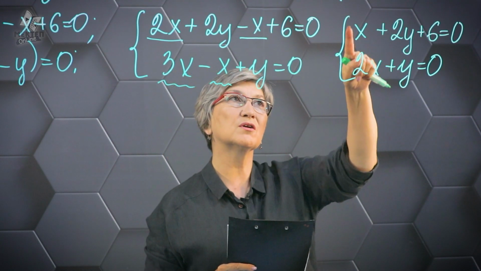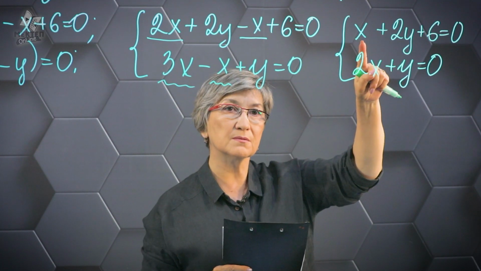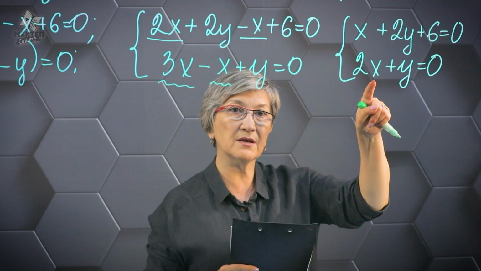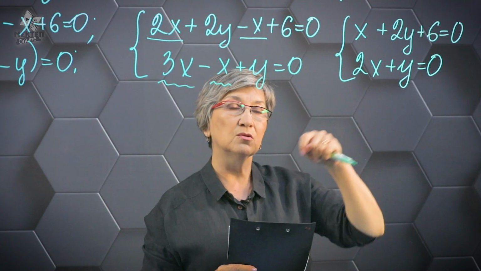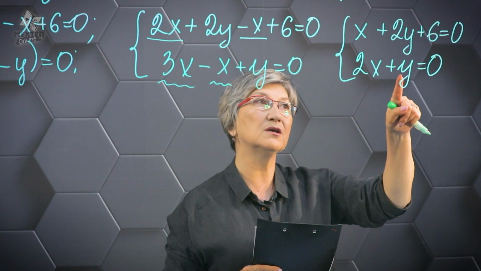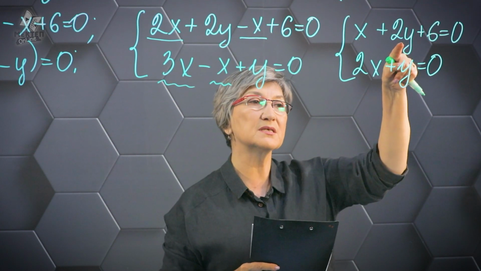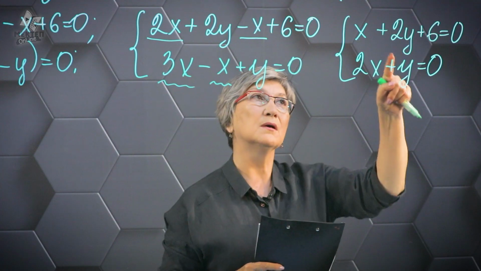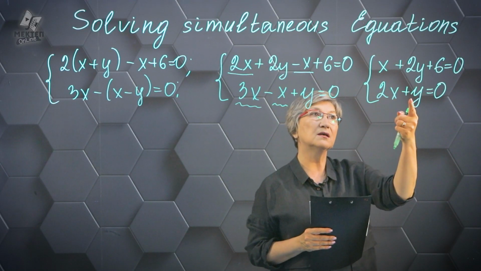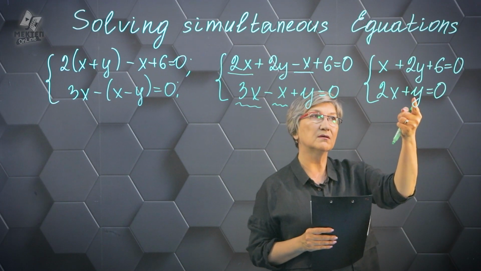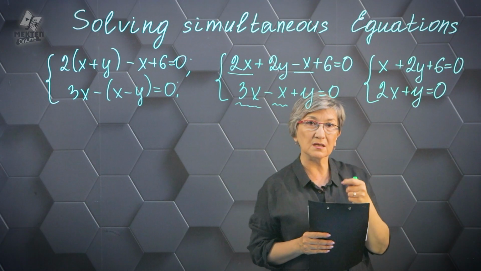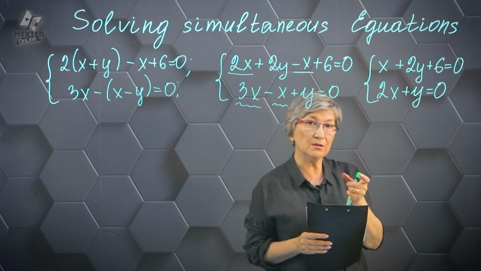We can choose the variable x from the first equation, and then in the second equation we substitute the expression for x. Or we can express the variable y from the second equation, and then we substitute the expression into the first equation. Let's choose the variable we're going to express, x or y. From the second equation, I can write that y equals minus 2x. It's a shorter expression, so it's easier to work with.